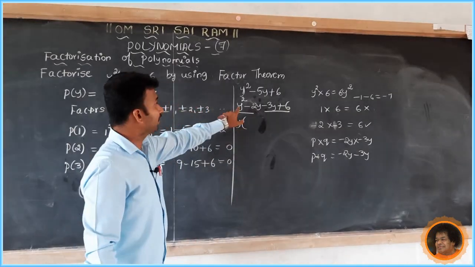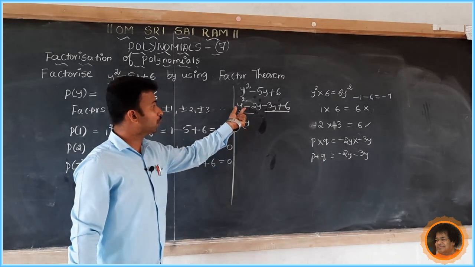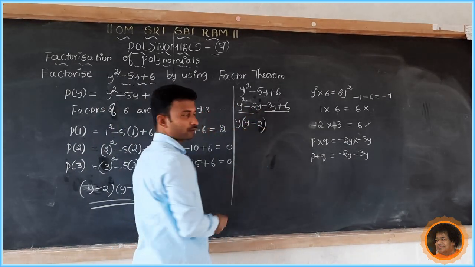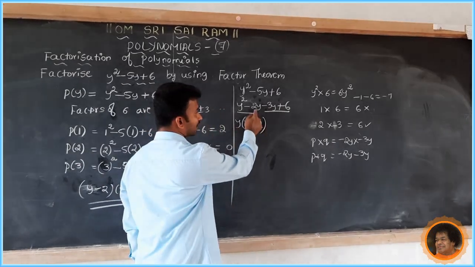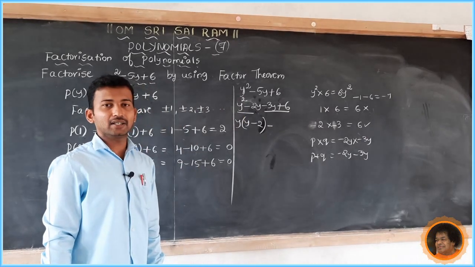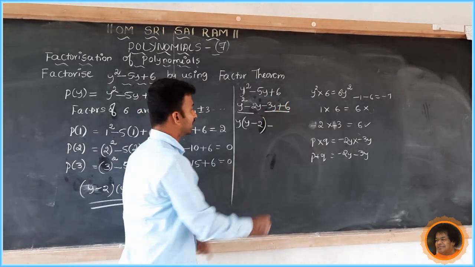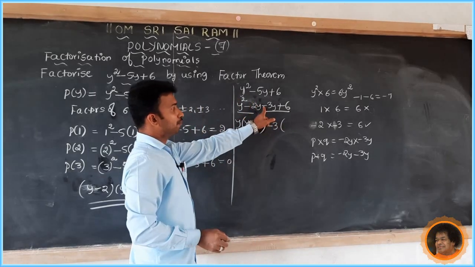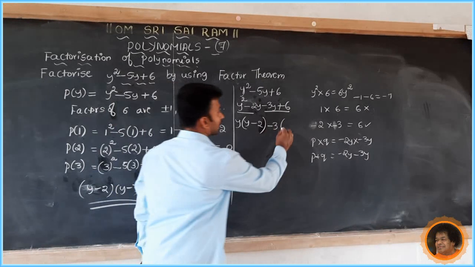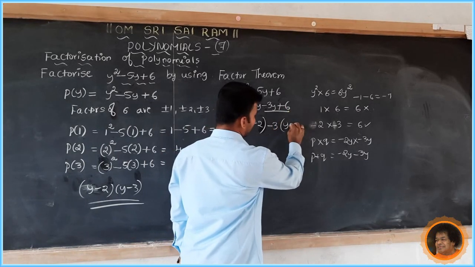So, take out y. Divide y square by y, the answer is y, or y into y is equal to y square. Next, minus 2y by y is equal to minus 2, or plus y into minus 2 is equal to minus 2y. What about next? Minus 3y and 6 are the two terms. What is the common term? The common constant is there, 3 and 6. So, take minus 3 as the common factor. Divide minus 3y by minus 3, we have y only. Then divide plus 6 by minus 3, we get minus 2.